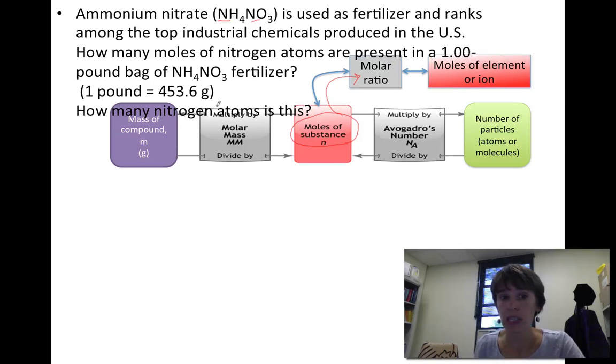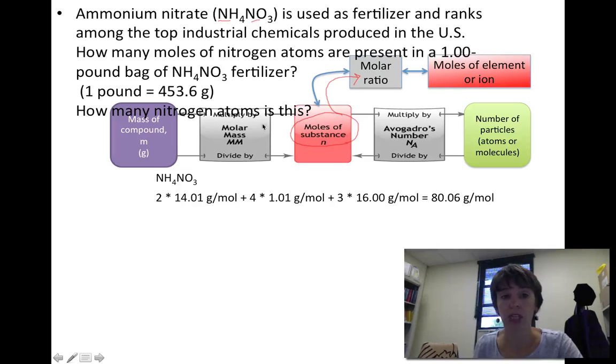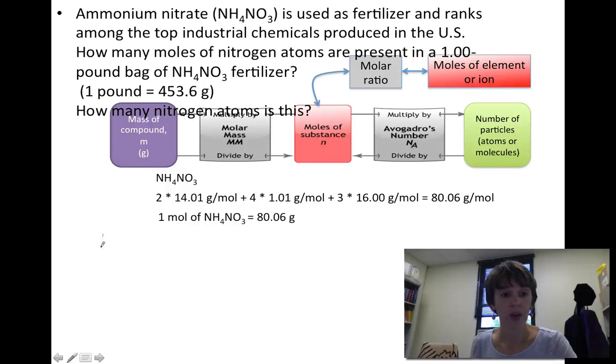So a few more things we need besides this pound to grams conversion. We also need the molar mass of ammonium nitrate. And this should be old hat by now. We're going to multiply the nitrogen by 2 because there's those 2 there, plus 4 times hydrogen, plus 3 times oxygen for a molar mass of 80.06. So let's work it out.